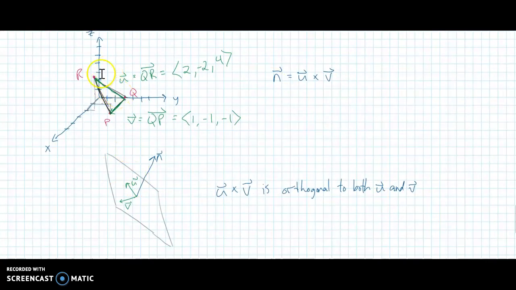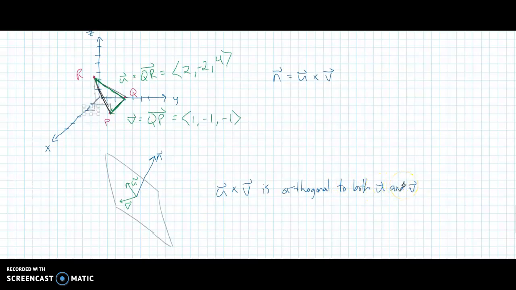And then u is this vector, so it's sticking out like that within the plane. That's this one. And then v is this one. Bam, it's in the plane. u cross v is orthogonal.